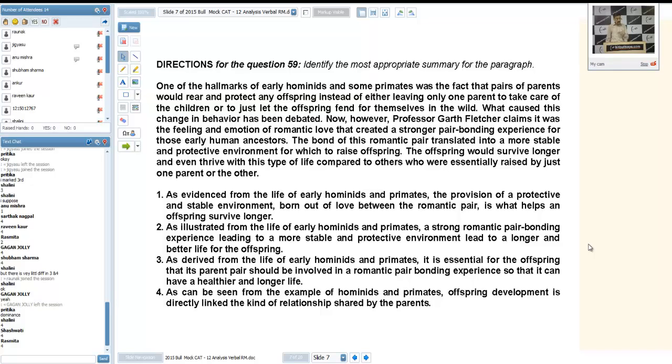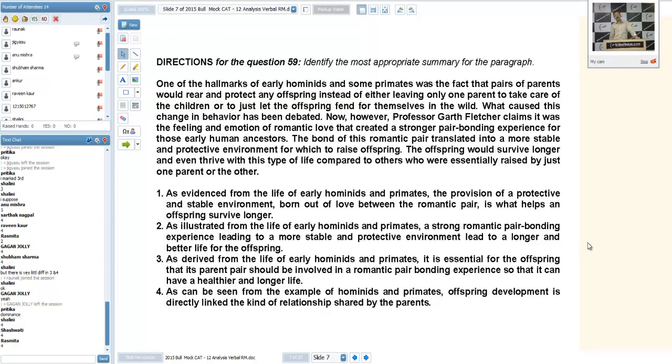Now what caused this change in behavior has been debated. However, one theory has come to explain this behavior. Professor Garth Fletcher claims that it was the feeling and emotion of romantic love. It is kind of strange to hear this particular word and this emotion existing in that particular line, romantic love, rather than the infatuation which is the order of the day today. So romantic love created a stronger pair bonding experience for those early human ancestors. The bond of this romantic pair translated into a more stable protective environment in which to raise offspring. Offspring would survive longer and even thrive with this type of life compared to others who were essentially raised by just one parent or the other.